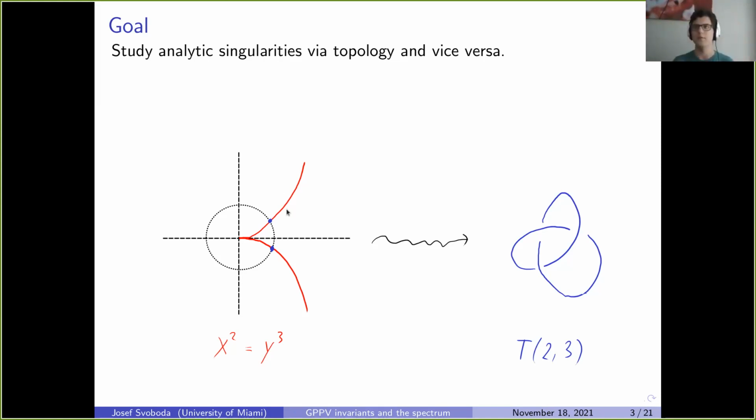And in particular, you can never get hyperbolic knots. So the knots which are interesting from the point of view of three-dimensional topology or knot theory in general, those are usually these hyperbolic knots, such that you can put a hyperbolic metric on the knot complement, and this you can never achieve by taking a singularity.